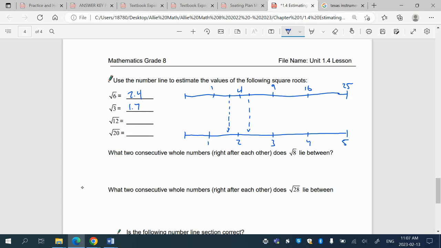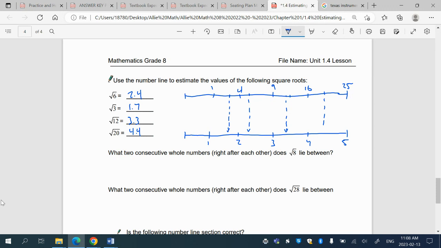Okay, let's look at 12. 12 is between 9 and 16. Pretty close to the middle, but a little bit before that because 12 is only 3 from 9, but it's 4 from 16. So let's guess right about there, maybe 3.3. And 20 is just before halfway. It's 4 from 16, but it's 5 from 25. So I'm going to guess 4.4.